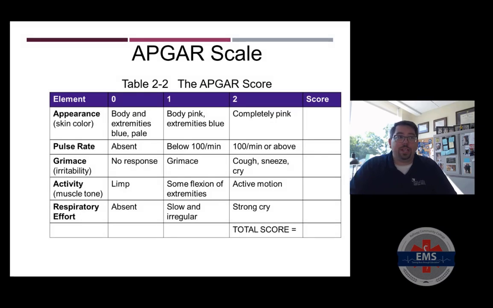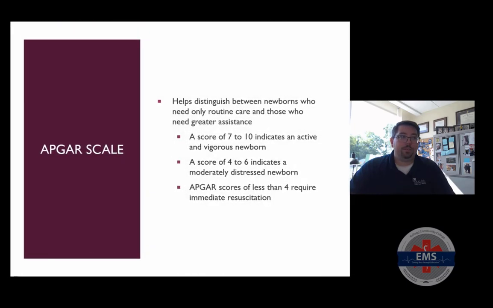APGAR score, just one more time so we can take a look at it. Table 2-2 in your book. Again, it's a score of 0, 1, or 2. 2 is great, 1 is okay, and 0 is bad. And so we have to rank them on appearance, pulse rate, grimace or their irritability, muscle tone or activity, and then their respiratory effort. Again, typically a score less than 7 is a bad day for that kid.